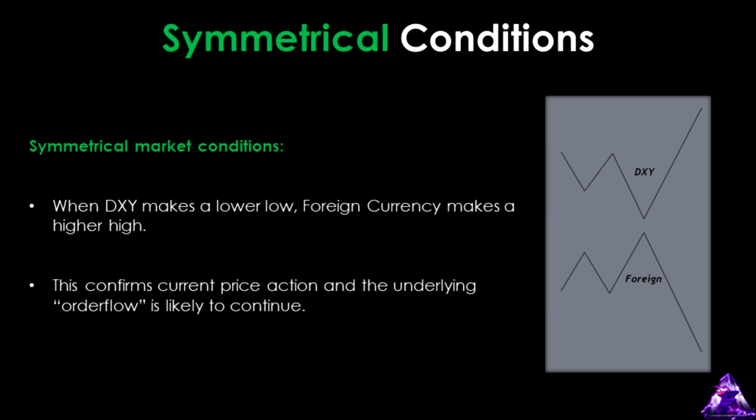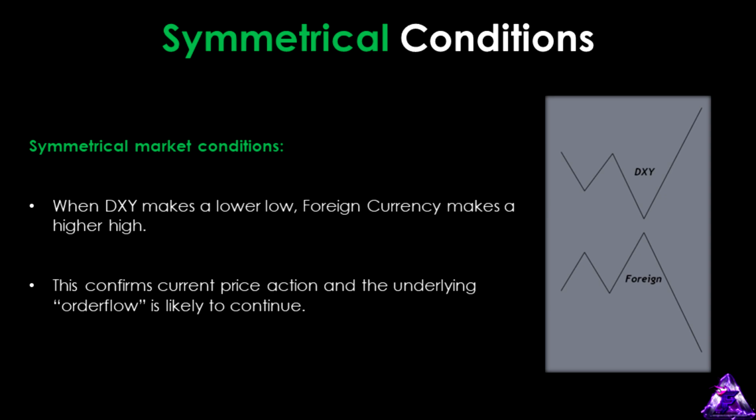When the DXY, the US dollar index, makes a lower low in its structure, and at the same time, a foreign currency like the euro versus the US dollar or the Great British Pound makes a higher high, this indicates that the market is in a symmetrical condition. Let me explain. We know that when the DXY makes a low, the euro versus the US dollar makes a high. This suggests that the market is in symmetry because the structure is the same.